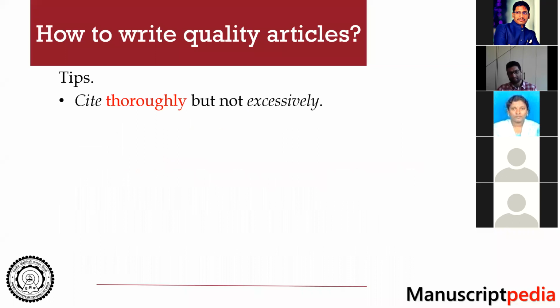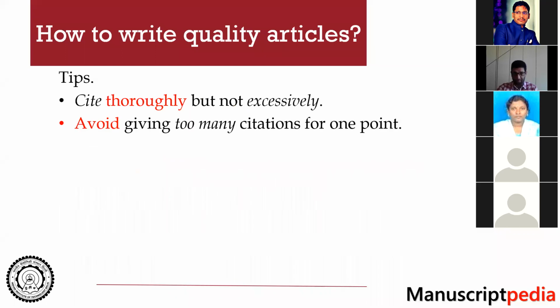Now, the tips: you should cite thoroughly, but not excessively. It should not be that your research paper comprises 200 references. Avoid too many citations for a single point. If you're making a point and you want to support it with an existing reference, cite the latest ones. Don't cite 10, 20 or more references for a single point. That speaks of a lack of professionalism in your writing.